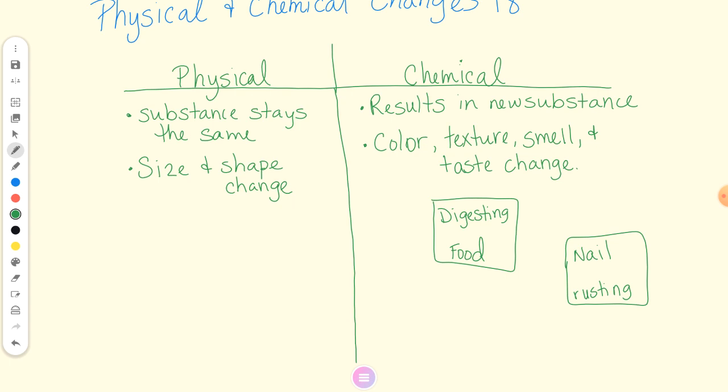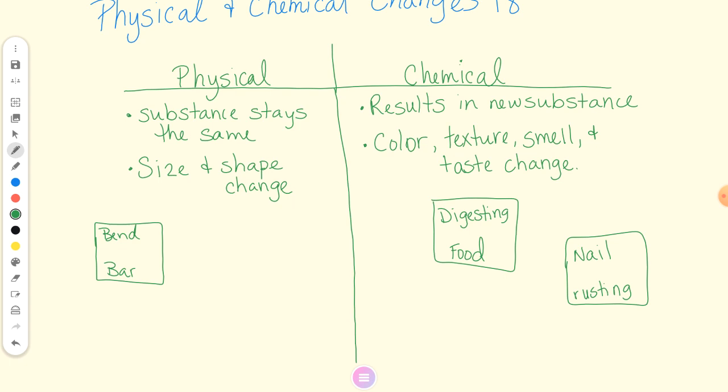Gabe, pick one up. Bending a bar. Which side do you think that goes on? Physical. Why? Because you're changing its shape. Yeah, all you're doing is changing the shape. Is it still a bar when you're done with it? Yes, it's just a bent bar. So bending a bar is a physical change.